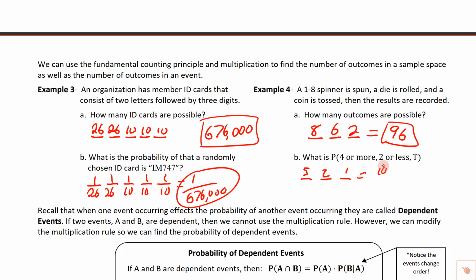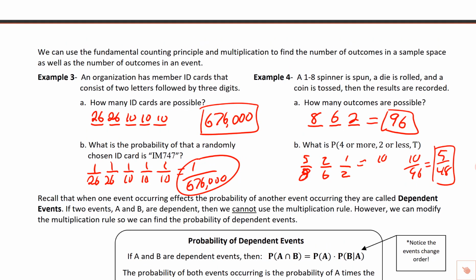So if you multiply those together, you get 10. So you get 10 out of 96, which is going to be 5 out of 48. Yep, and you can't reduce that. If you wanted to, you could say 5/8, 5/8, 2/6, 1/2, and then do some reducing from there. You still get 5/48. Okay, are there any questions? Can you cross cancel the 2 and the 2? Sure you could. And there's your 5/48 right there.